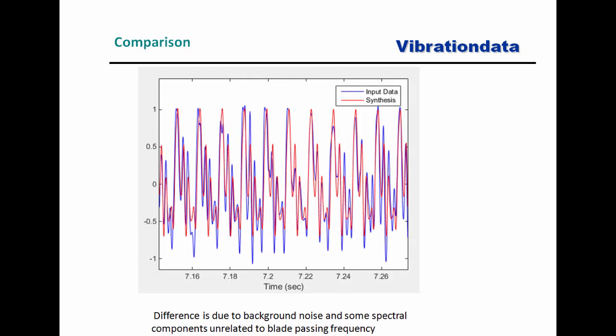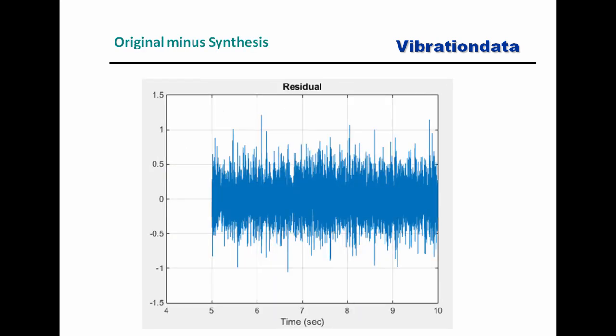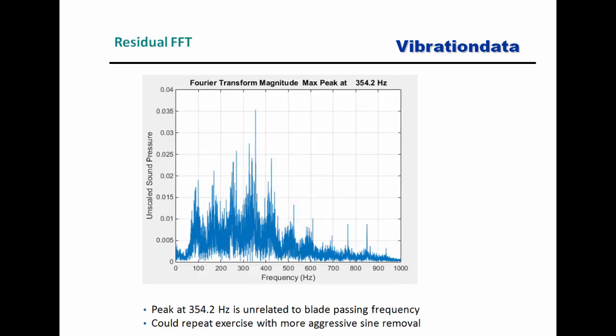Here was the comparison, the slide version of the input data and the synthesis. There was the residual, that's the original measured data minus the synthesis, which is a collection of sine functions. And here we took the FFT and found that we had a leftover peak at 354 hertz. Now what was that due to? Well, it was unrelated to the blade passing frequency. Who knows what it was due to?